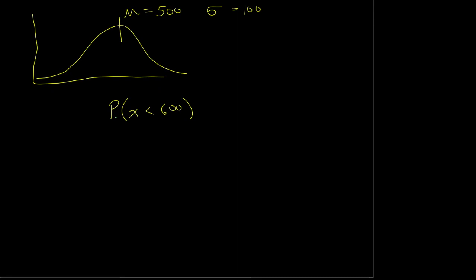And so for probabilities, what we want to be able to do is go from x to z. So we see our x, we transfer it into a z, and we transfer our z into a probability. And that probability is the same as the probability of that z score or the x value. And so the z score is our translation unit, so we take x minus mu over sigma.